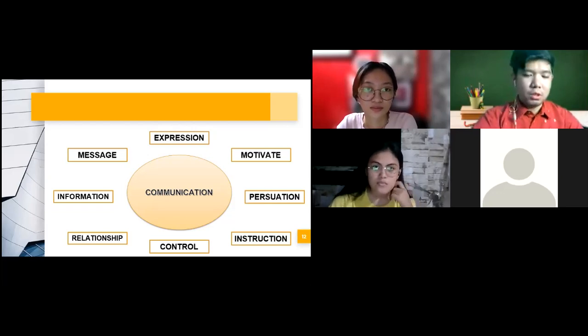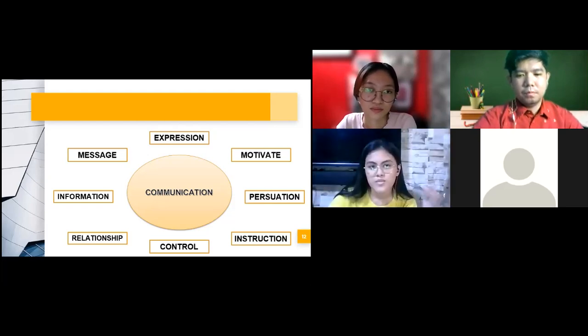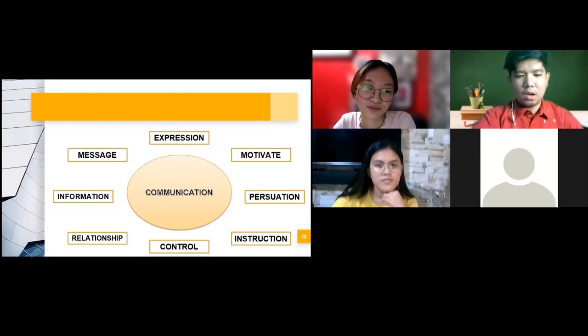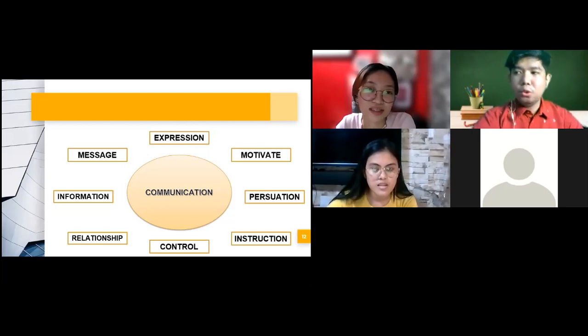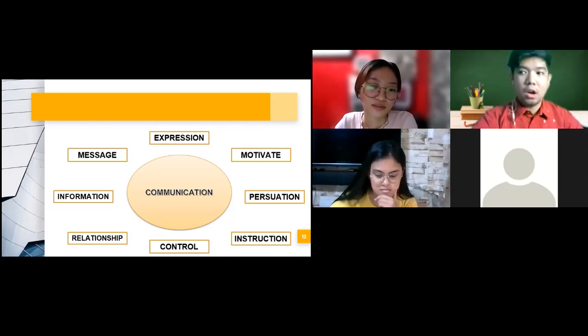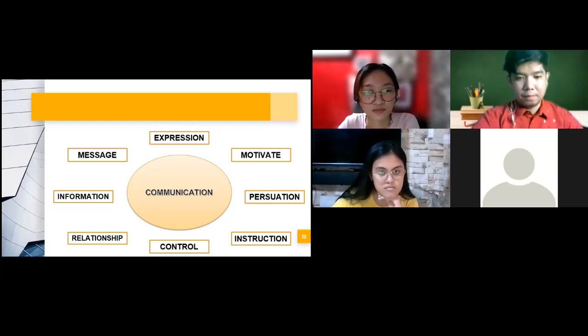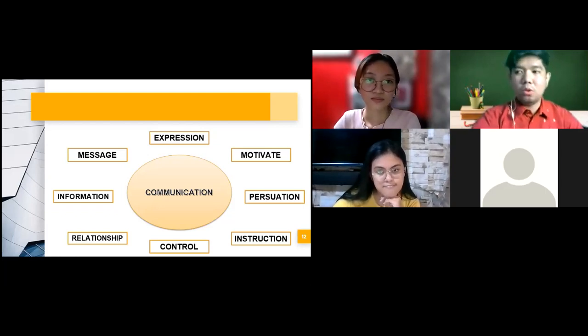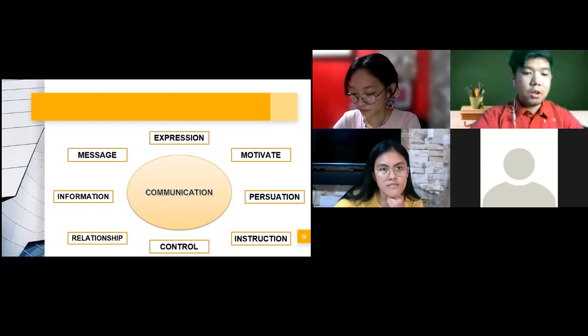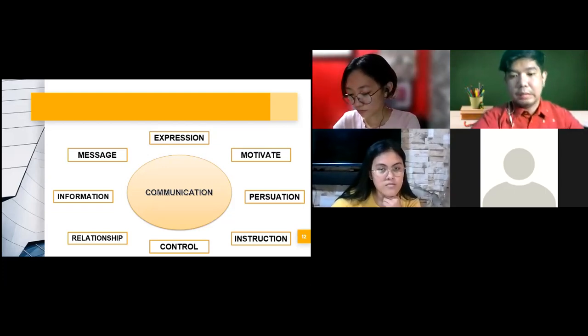What about persuasion? What do we mean by the word persuasion? Persuading. Yes, what do we mean by persuading? We are making someone agree to something with us. Okay, very good. So when we say persuasion, through communication we are making someone agree to what we say to them. And of course, instruction. Always remember that communication can also come in the form of instruction, just like what we're doing now.